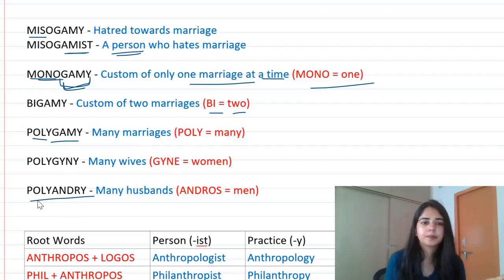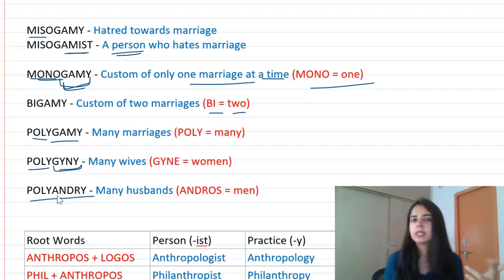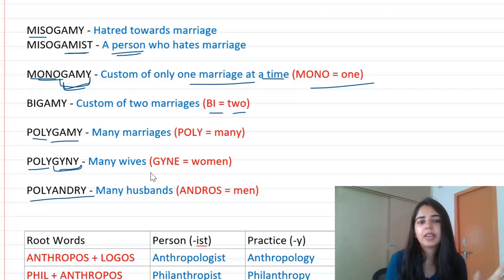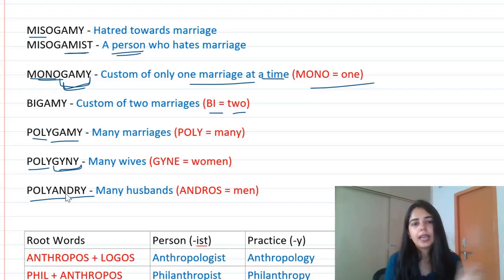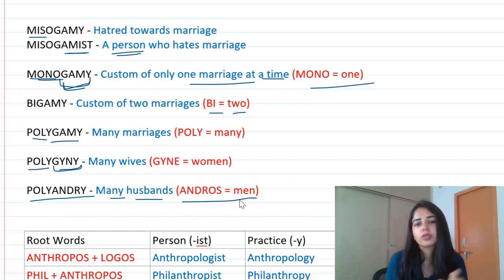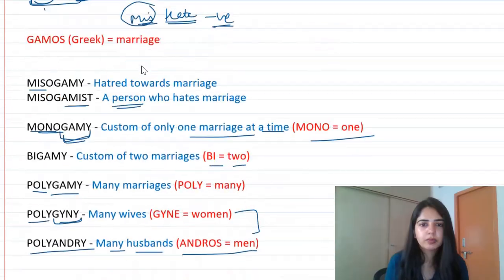Polygyny. Gyny means again female. So many females means many wives. A person who has many wives, or the practice of having many wives, is polygyny, and the practice of having many husbands is polyandry. Andros is the root word for men. Men, andros; women, gynae. So many men means many husbands, and the example I was giving, Draupadi, is an example of polyandry. From all these root words which you have just learnt, I have made a table over here.